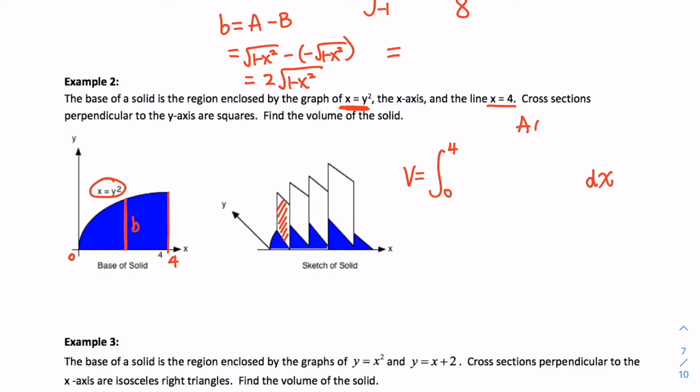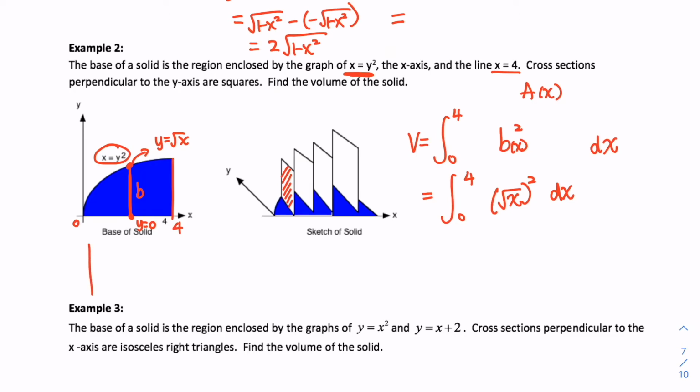The base area will be a function of x, and we know for the square it will be b squared inside. b has to be a function of x. So in this case, what is the b value here? b will be the height from here. So this one will be y equals square root of x. This is y equals 0. So square root of x, squared, dx.